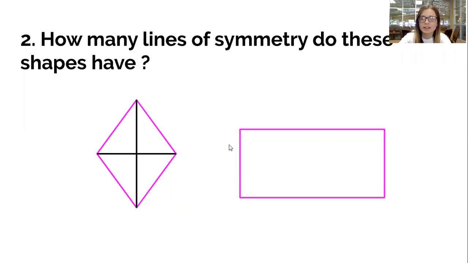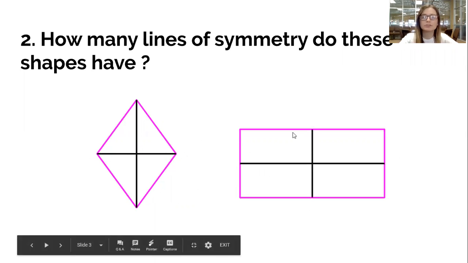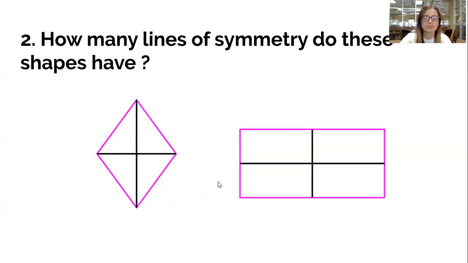And if this is folded over, they will match exactly also. And for our rectangle, we have one line that goes right here, and then we have another line that goes down the middle. And if we fold these over, they will match exactly. So both of these shapes have 2 lines of symmetry.